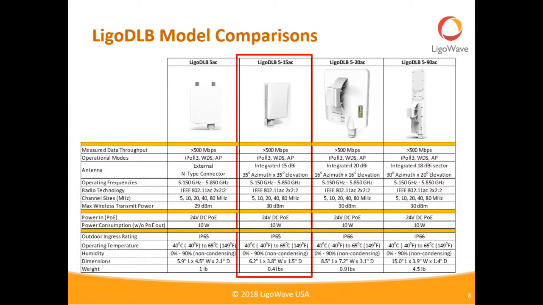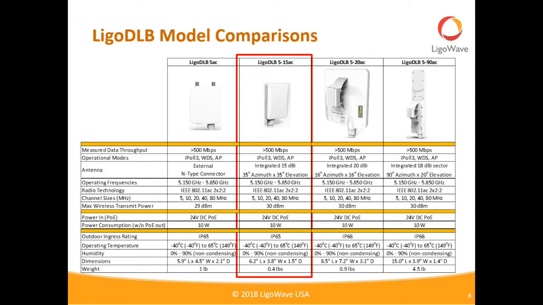So in terms of models, the models we're going to focus on today are the 515AC. And what you're seeing here are basically 4 examples of our AC DLB product. The only difference really between these 4 different models is the antenna that's integrated. So the DLB 5AC has 2 external N connectors, for hooking up either omnidirectional antennas or for a custom antenna.